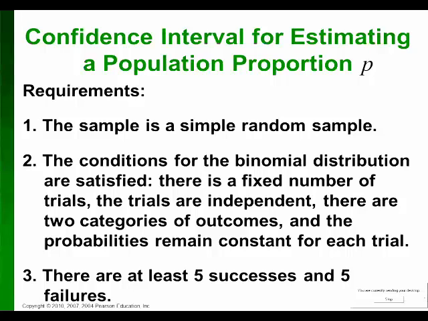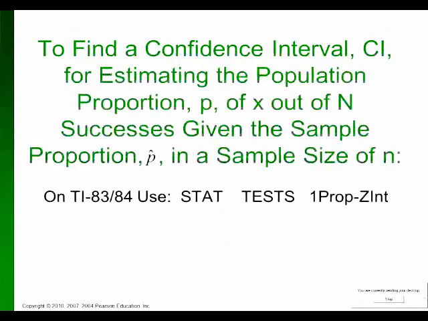In order to construct a confidence interval, you have the additional requirement that there have to be at least 5 successes and 5 failures. If all of those requirements are met, then you can find a confidence interval on the TI 83 and 84 by pressing the stat button, the test button, and then 1-PropZInt.